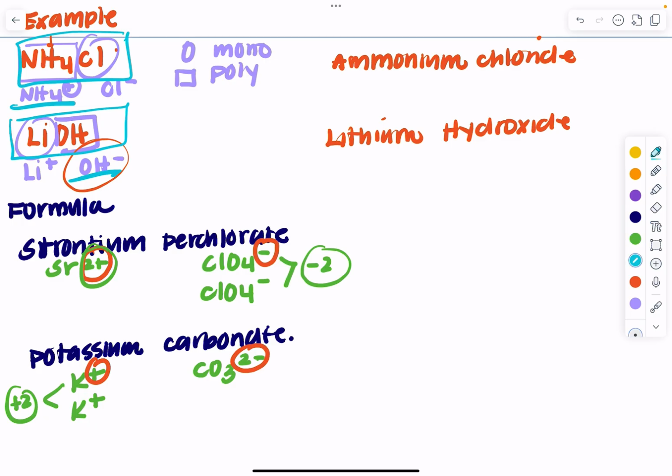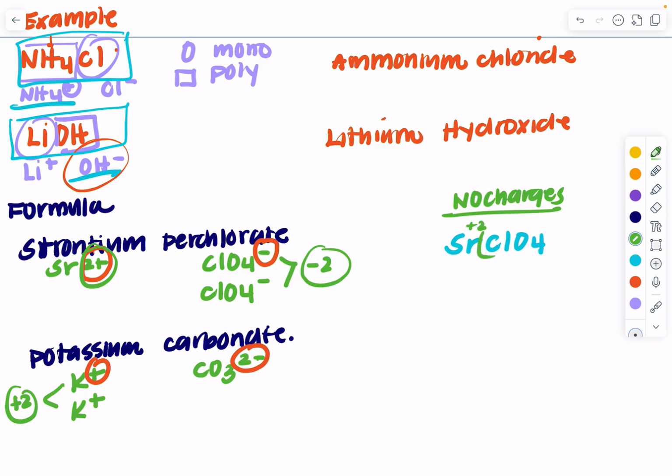The way that we write the formula for this is we just write the element symbol and then we write the polyatomic ion. No charges. We assume that the charges are balanced, and in this case we need to put perchlorate in parentheses and put a 2 down here. Now the charge is balanced. Sorry if that wasn't clear.